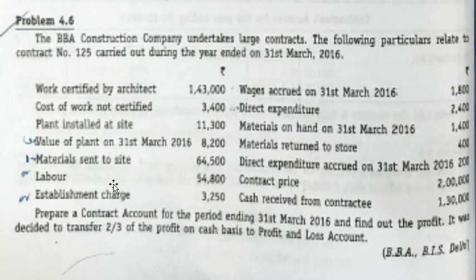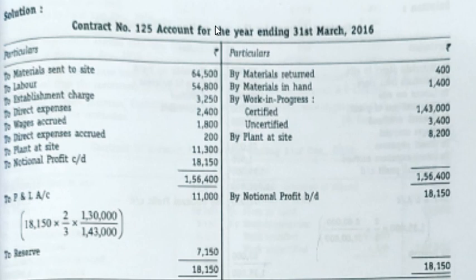They have asked us to prepare a contract account for the period ending 31st March 2016 and find out the profit. It was decided to transfer 2/3 of the profit on cash basis to profit and loss account. So with this information, let us prepare our contract account. Contract number 125 account for the year ending 31st March 2016. Now we will record all your expenses and other things which have been introduced into the contract on the debit side, and the outputs as well as the incomes gained in the contract will be recorded on the credit side.